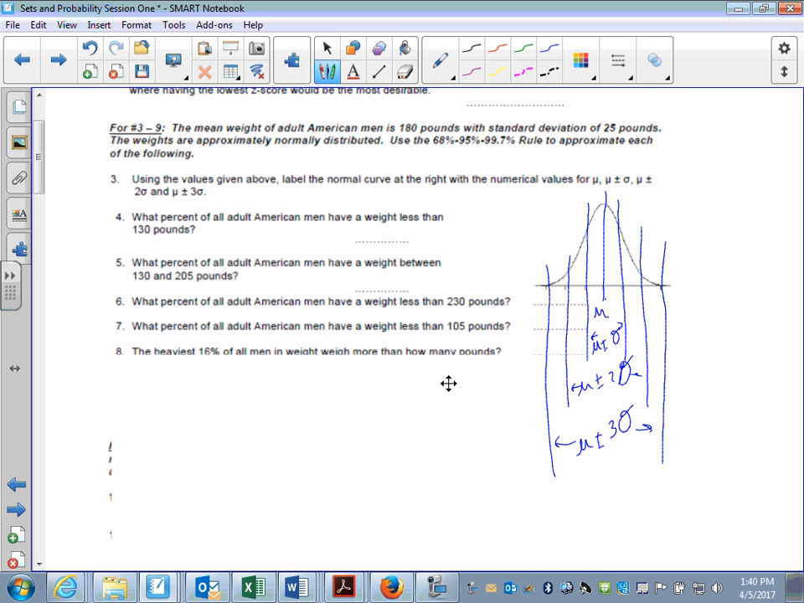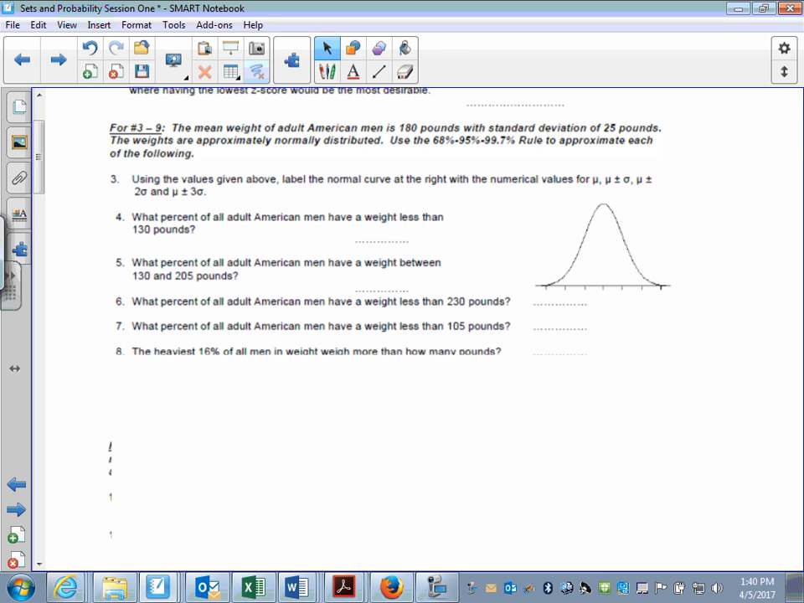All right. Number 4: what percent of all adult American men have weight less than 130 pounds? Now, in this particular case, we know that 180 pounds goes right in the center. And since the standard deviation is 25, this is going to be 155 here. This is going to be 130 here. So we want the percent of adult men that have a weight less than 130 pounds. Now that would be this area right there.